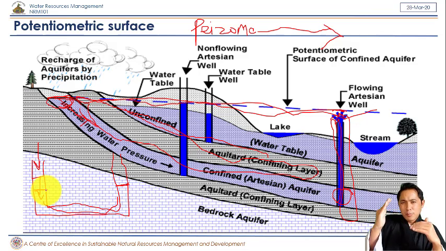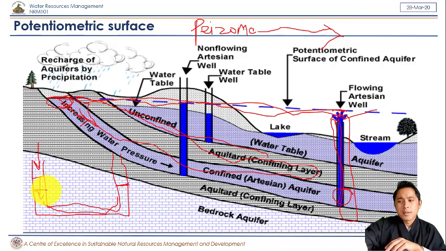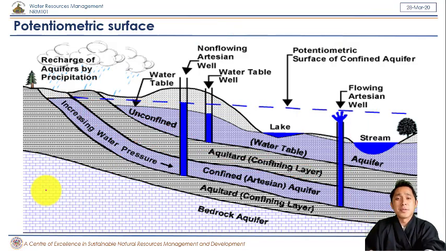So if you put the water tank on top of the building, and you connect the pipe to another building, the water is going to come down and get to the other building, because it has to maintain its pressure at an equal level. So this is one of the applications of potentiometric surface.